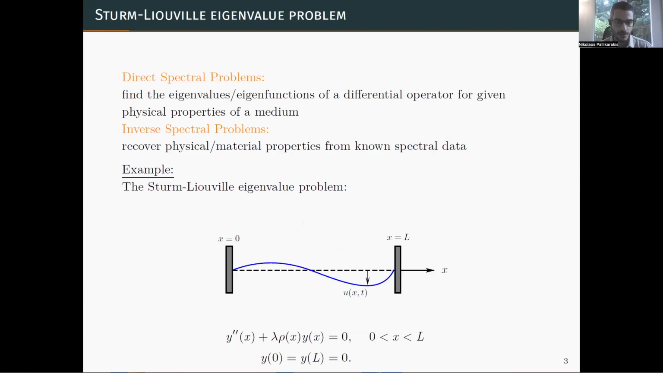And the most classical and well-known example is the Sturm-Liouville eigenvalue problem, which stems from the vibration of a string, which can be fixed at the edges. And by applying separation of variables to the vertical displacement, which satisfies the wave equation, it's well known that we end up with a boundary value problem, which is the Sturm-Liouville eigenvalue problem with Dirichlet conditions. And with this rho of x here, we denote the non-constant density of the string.